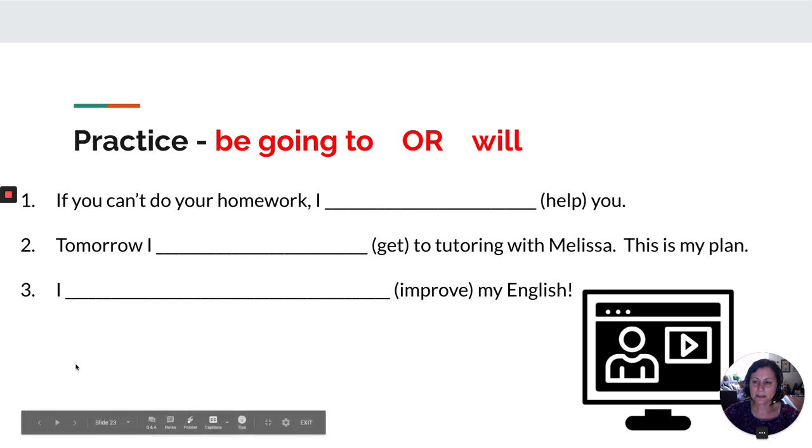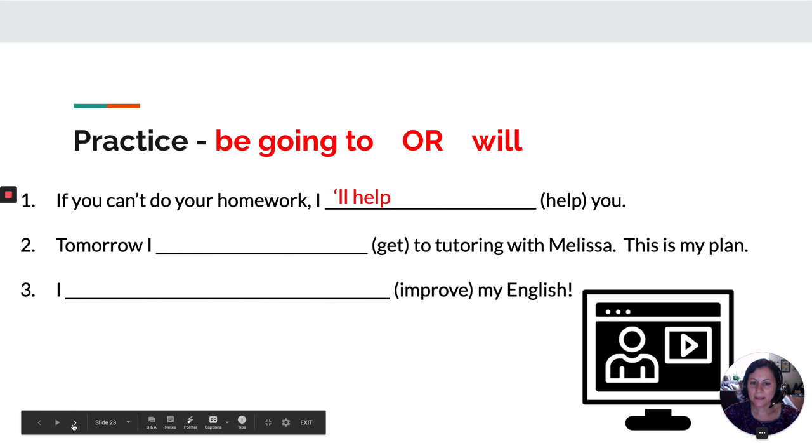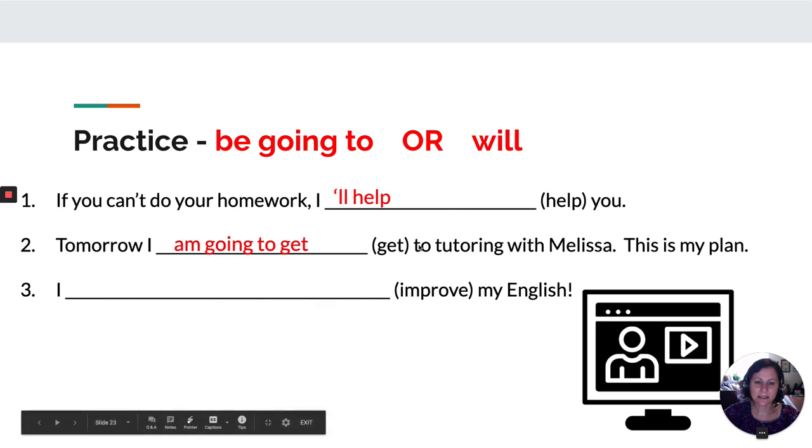Let's practice. If you can't do your homework, I'll help you. I made this decision at the moment of speaking. Tomorrow, I am going to get tutoring with Melissa. This is my plan. So we'll delete this to right here. That's a mistake. I'm going to get tutoring with Melissa. So this is a plan, so I'm going to use going to. Number 3. I am going to improve or I will improve my English. A lot of times we can just use both and they mean the same thing.